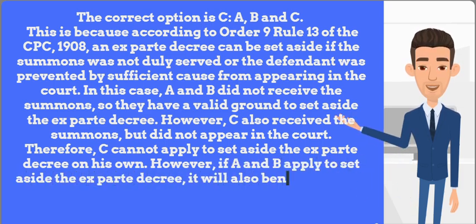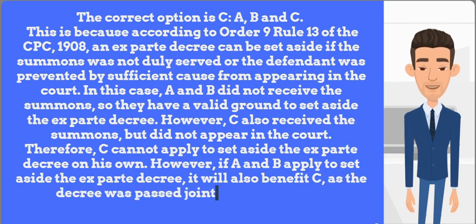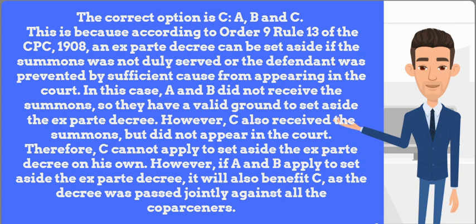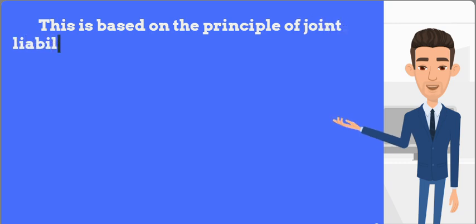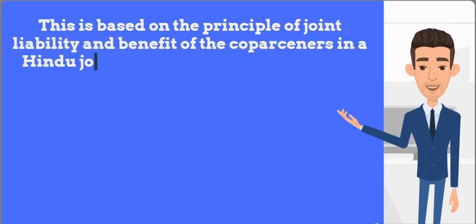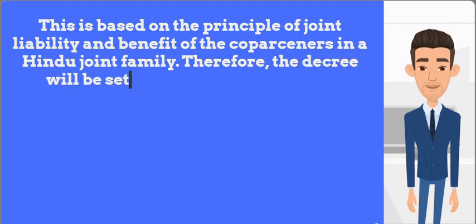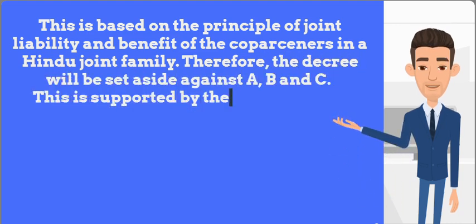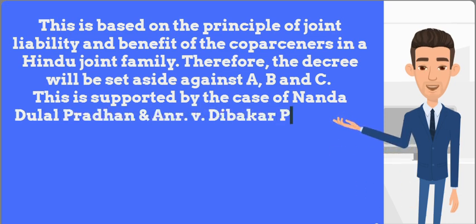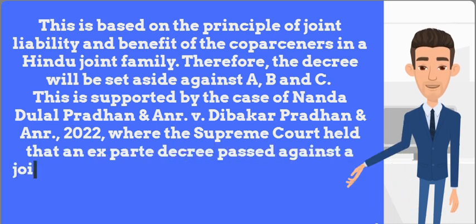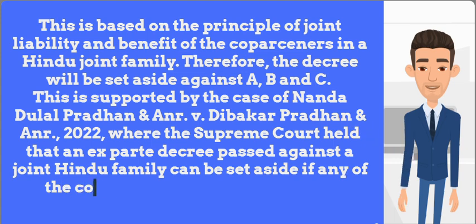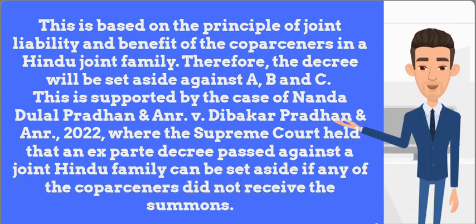Therefore, C cannot apply to set aside the ex parte decree on his own. However, if A and B apply to set aside the ex parte decree, it will also benefit C, as the decree was passed jointly against all the copartners. This is based on the principle of joint liability and benefit of the copartners in a Hindu joint family. Therefore, the decree will be set aside against A, B and C. This is supported by the case of Nanda Dulal Pradhan and another versus Dibakar Pradhan and another, where the Supreme Court held that an ex parte decree passed against a joint Hindu family can be set aside if any of the copartners did not receive the summons.